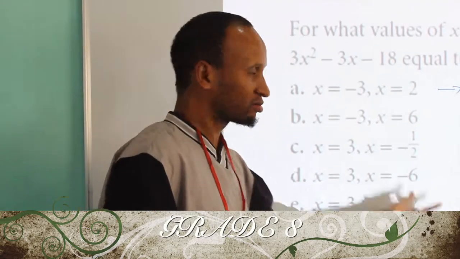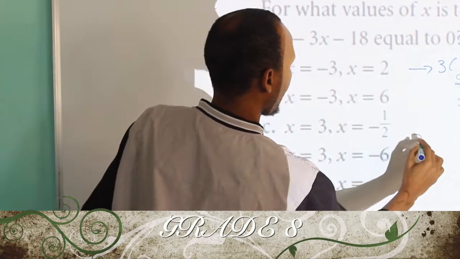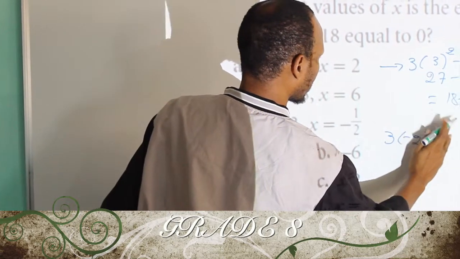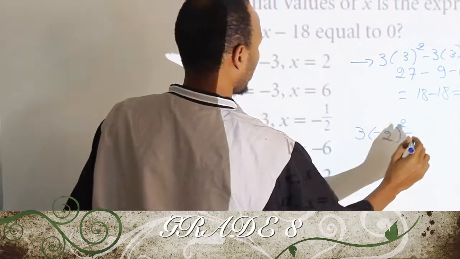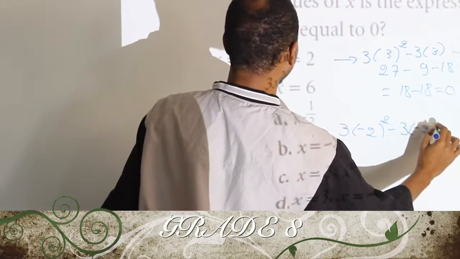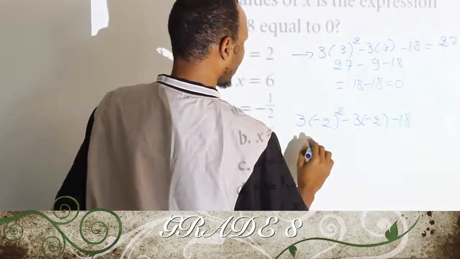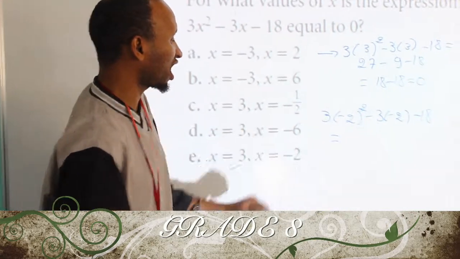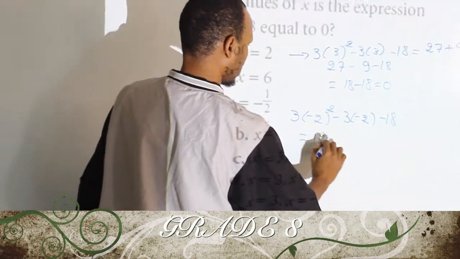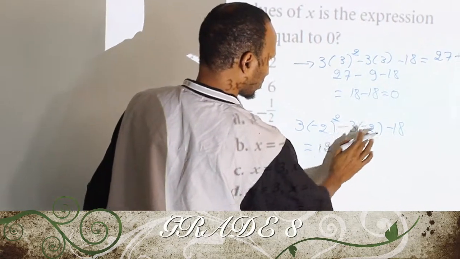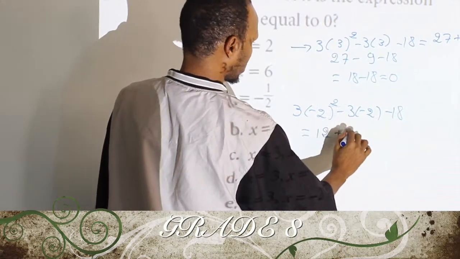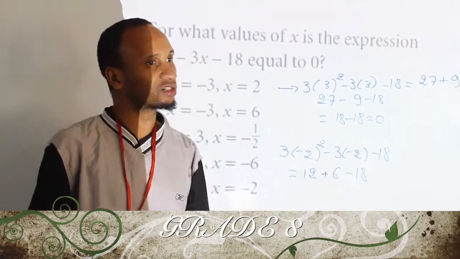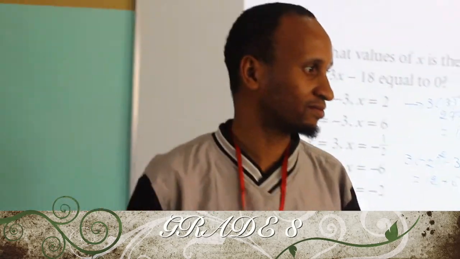What about the negative 2? Let's try. Negative 2 squared is 4, right? 4 times 3 is 12, and minus 3 times negative 2 is plus 6, which gives 18. 18 minus 18, 0.